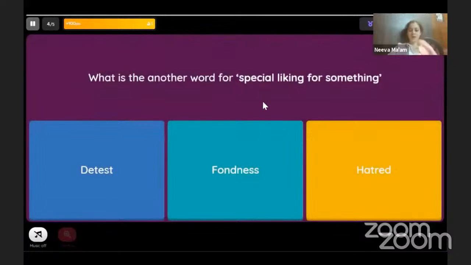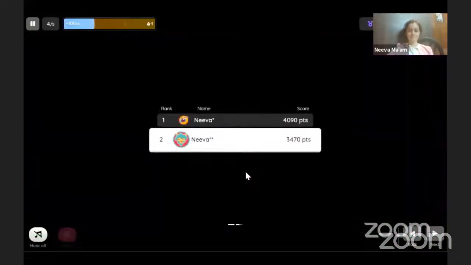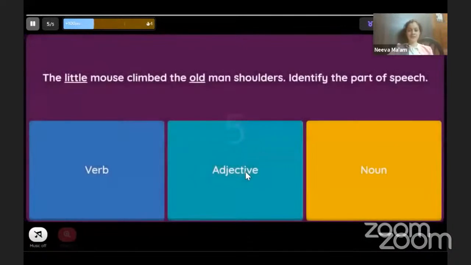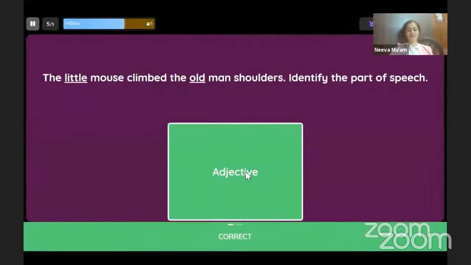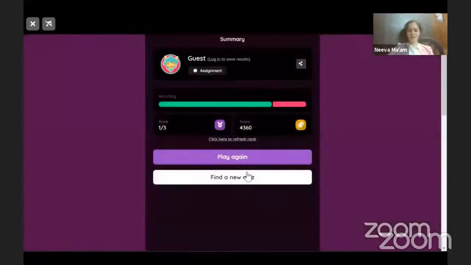What is another word for a special liking for something? Is it detest, fondness, or hatred? A special liking for something. It is fondness. Yes. Easy peasy lemon squeezy. The little mouse climbed the old man's shoulders. Identify the part of speech. So there's little and there is old. They are describing the noun. So it's going to be adjective, right? This is like so easy for you, right? So we all got 5 on 5.